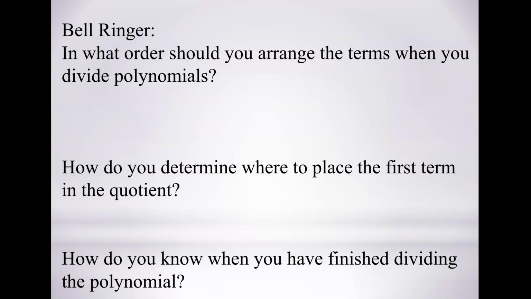So, in what order should you arrange the terms when you divide polynomials? We should always arrange our polynomials in what we call standard form. That's when you put the polynomials in order so that the first term is the highest to the lowest. And the coefficient on that first term we call the leading coefficient.